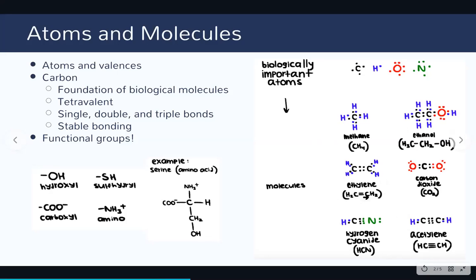The big question is, what do all of these molecules have in common? And the answer to that question is that they all have carbon. The carbon atom is arguably the most important atom because it serves as the foundation of a diversity of biological molecules. These biological molecules include your proteins, nucleic acids, polysaccharides, etc. We'll cover these biological molecules in the next video.